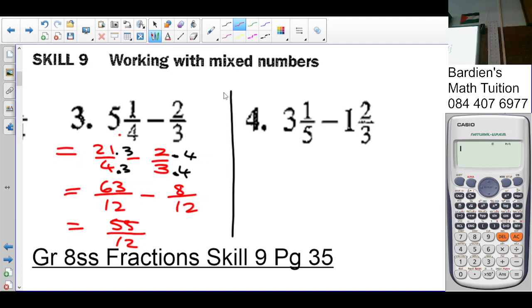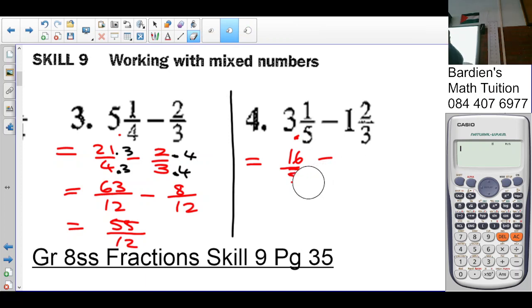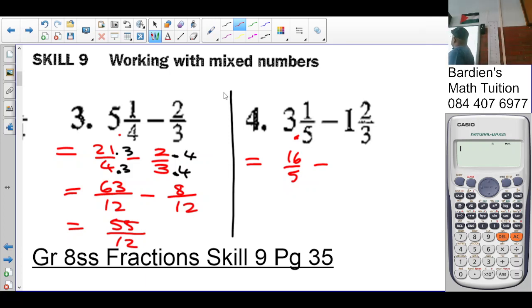Okay, let's look at number 4 quickly. So what do I do first? Convert to improper fraction. 3 times 5 is 15 plus 1 is 16 over 5 minus 2/3. So what's my LCM? 15. 3 can't go into 5. 10? No. 15 is. So 15 is your LCM.